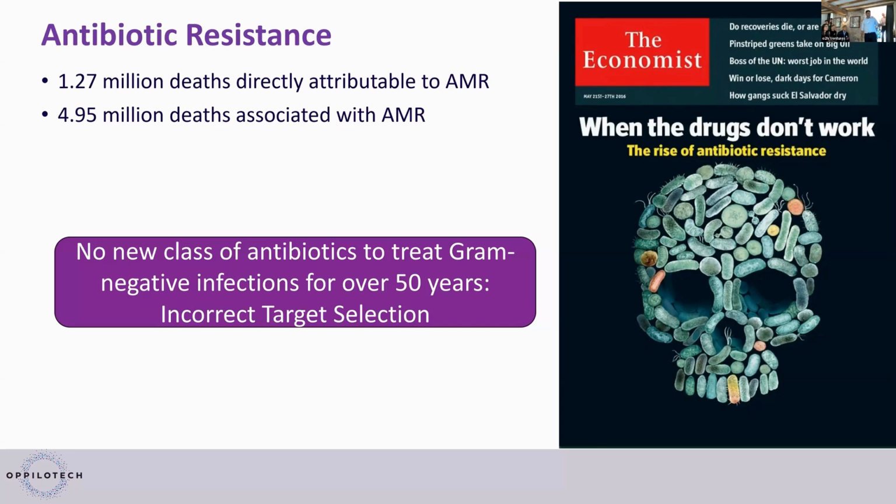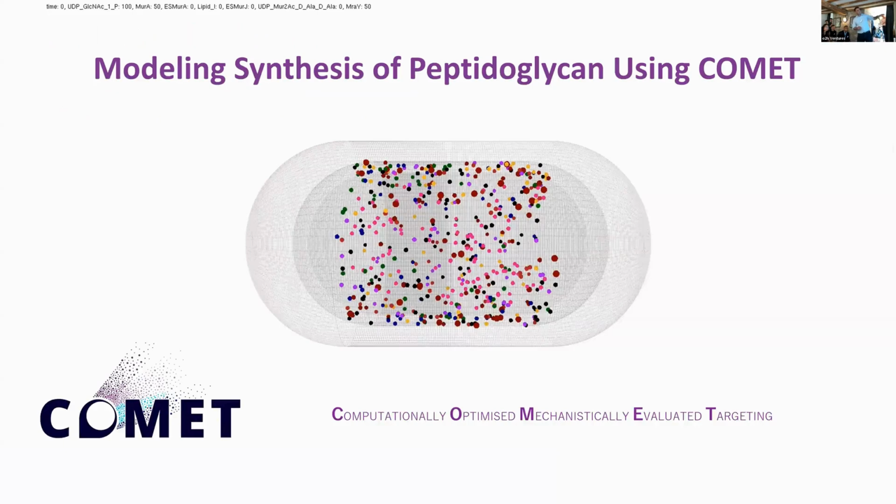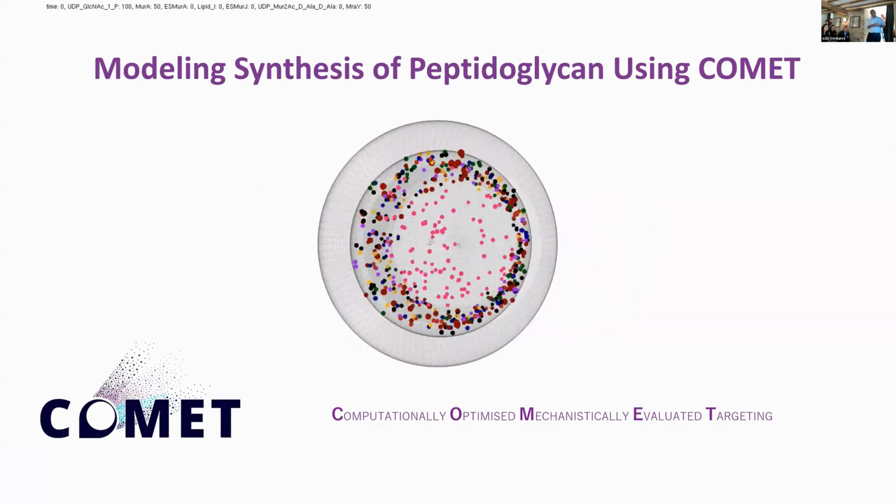And what I find really startling is that there's been no new class of antibiotics to treat gram-negative infections for over 50 years. And we think that's partially down to incorrect target selection. Next slide. So this animation shows an example of our model in action.